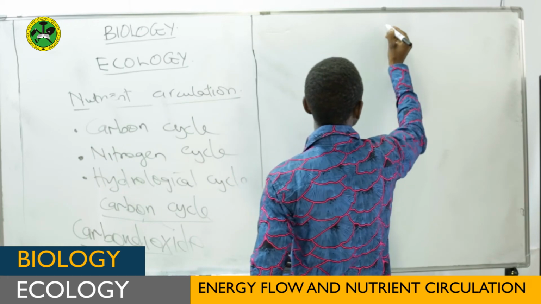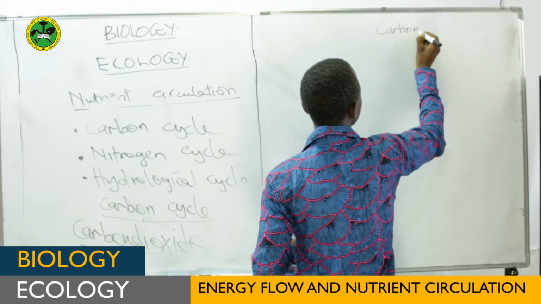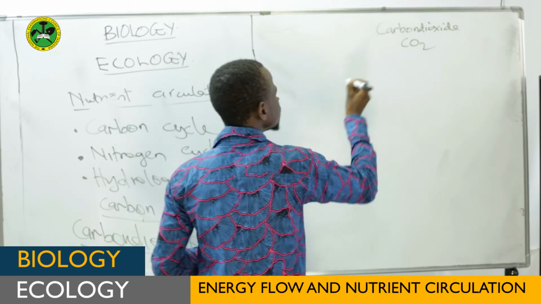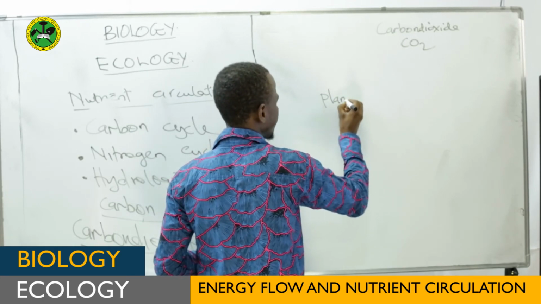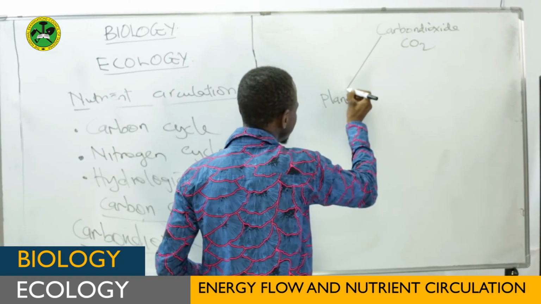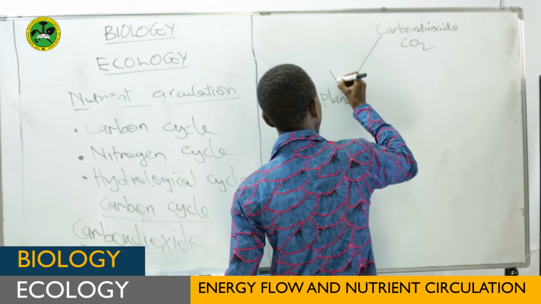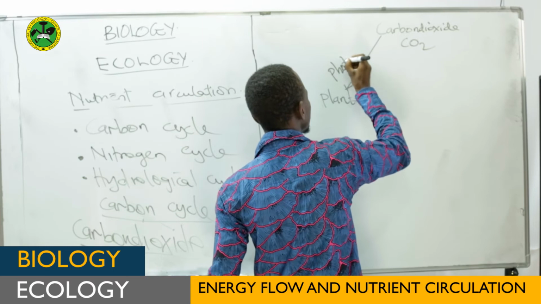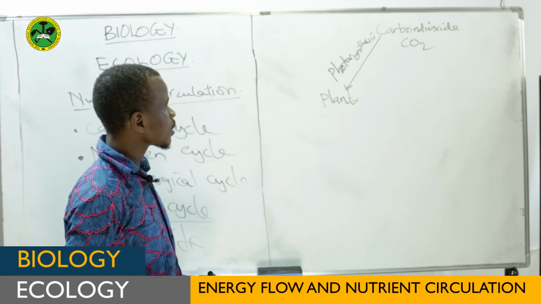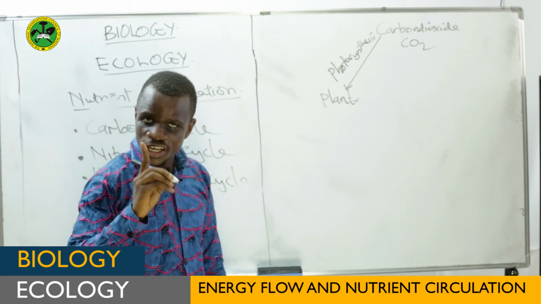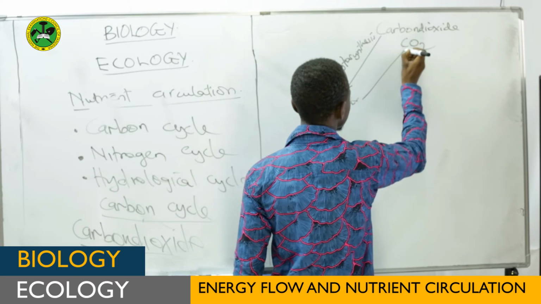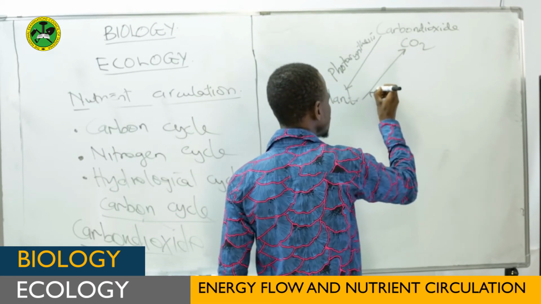Therefore, if we have carbon dioxide here, my students, this is carbon dioxide. This one here, let's say we have plants here. Plants will require this carbon dioxide during photosynthesis. Therefore, here, my student, there is a process called photosynthesis, where a plant requires carbon dioxide. During cellular respiration, a plant gives out carbon dioxide. Therefore, here there is a process called respiration.